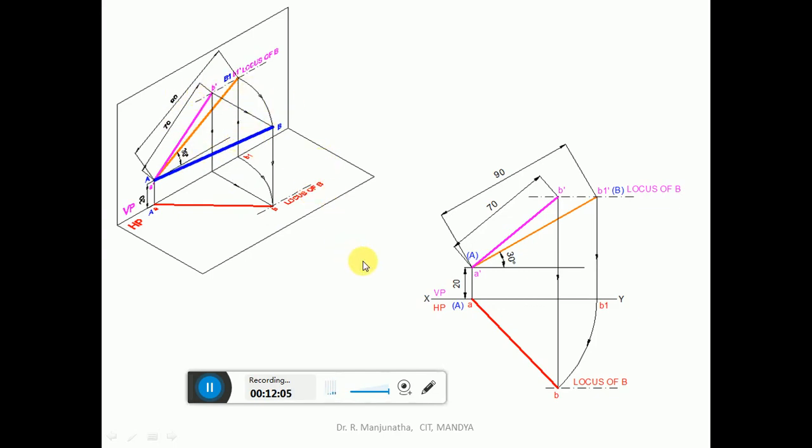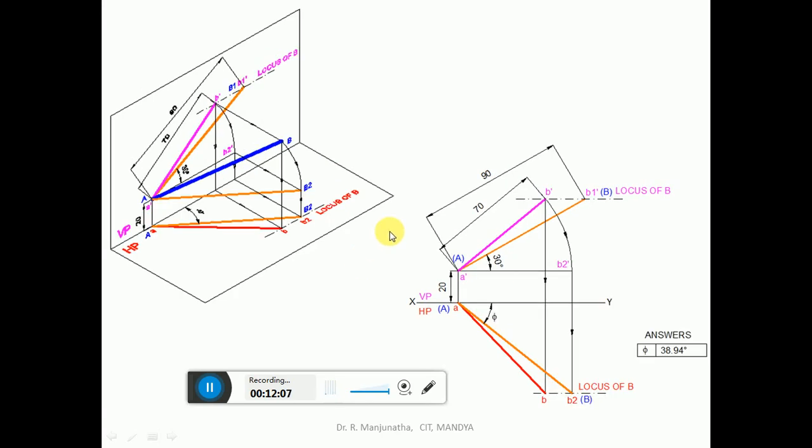Next, in the other step, once you get this, we need to find out the true length in HP. So you take the line which is inclined to HP, A dash B dash, and make it parallel to HP: A dash B2 dash. With A at center, take the radius of AB, because you are taking the front view line which has to be rotated. When you are rotating this, the image in the vertical plane is also rotated like this, so that this B2 and this B2 are on the same line. So A dash B2 dash is the line which is parallel to HP.